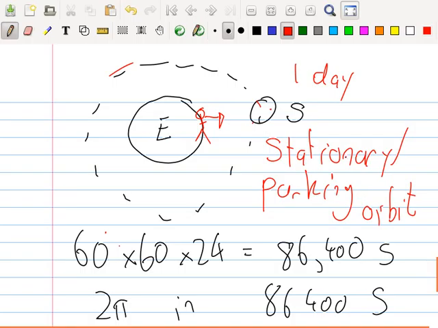Did you write this word down, Ted? And August? Stationary and parking orbit. Parking orbit. It means it takes 1 day to do 1 revolution. Stationary or parking orbit.